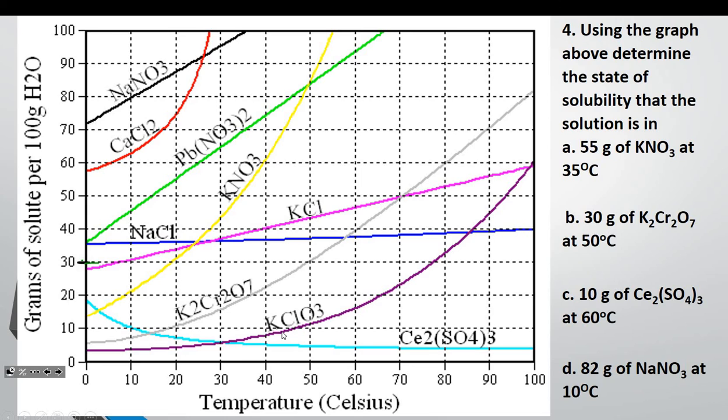It means I've got more than will dissolve. So if I try and put that much in at that temperature, I'm going to have a solid down at the bottom, what's that called? Right? And if I'm below that line, what does it mean? I can dissolve more in, right? So let's do this. A, go up 55, go across, go up to 35. You tell me. Where are you? Above the line, on the line, below the line? What's happening? For the A. Okay, you're above the line. So what does that tell you?